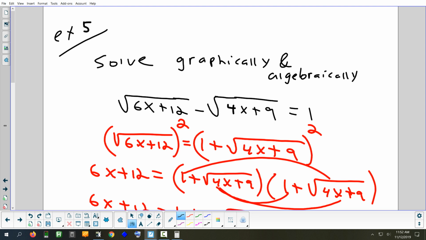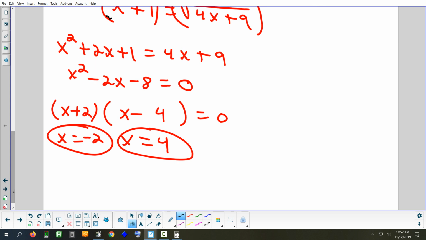And checking is usually pretty easy. What's 6 times 4? Plus 12? What's the square root of 36? Okay, just gonna put that off to the side. 4 times 4? 16 plus 9? 25, square root of 25? 5. Is 6 minus 5 equal to 1? Yes, then that answer works perfectly.